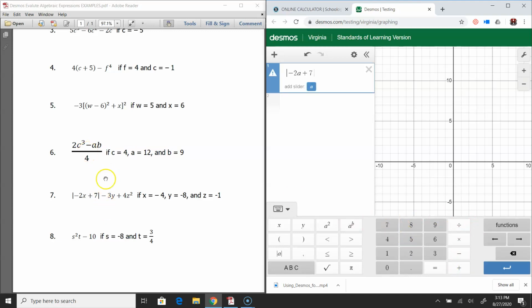Now, we want to get outside of those absolute value bars. So now we're going to do minus 3y. Now, we are going to have the same problem because notice when I type that y, it doesn't give me the option of making a slider for y. So the x and the y that are over here on the Desmos keypad, you are not going to want to use. So I'm going to need to replace that y as well.